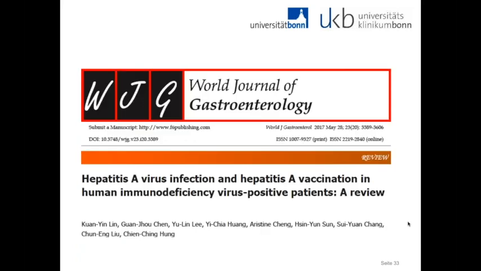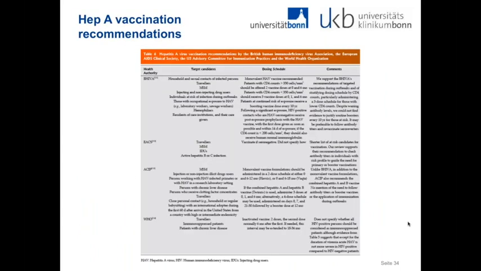So as pointed out, there has been a recent review article summarizing all the major aspects around hepatitis A and hepatitis A vaccination in HIV-positive individuals. And in the next slide from this review, I have copied some of the findings they report on. Basically, they compare the different hepatitis A vaccine recommendations from various organizations, including the British HIV Association, the European AIDS Clinical Society, and also WHO. And I think what they're doing is quite wise. Basically, they say that if you have above 350 CD4 count, you should be offered two vaccine doses at 0 and 6 months.